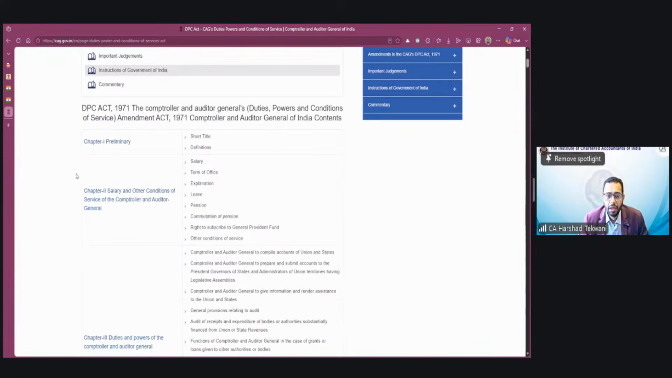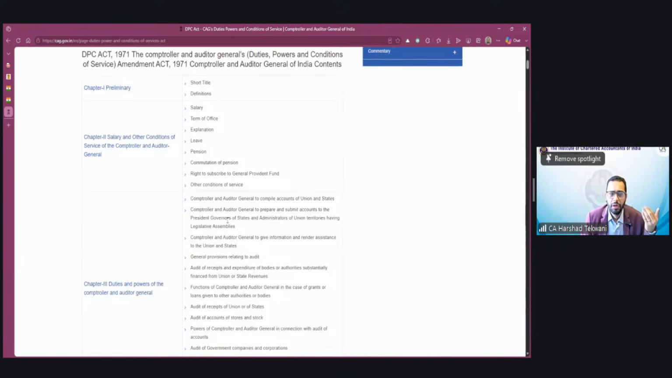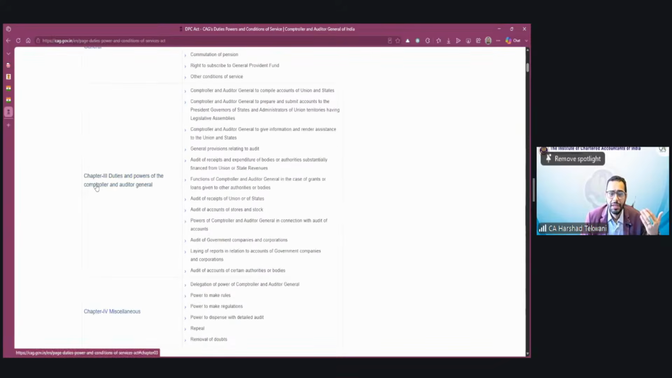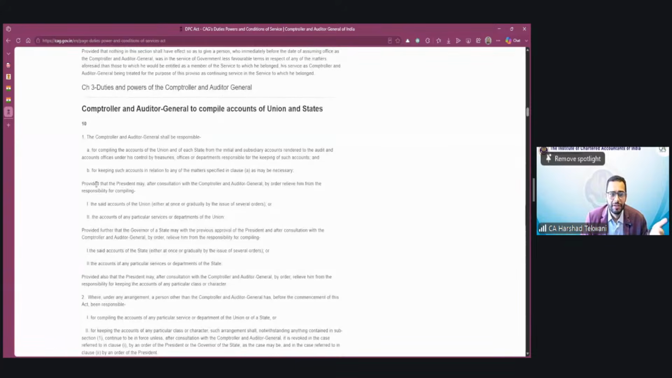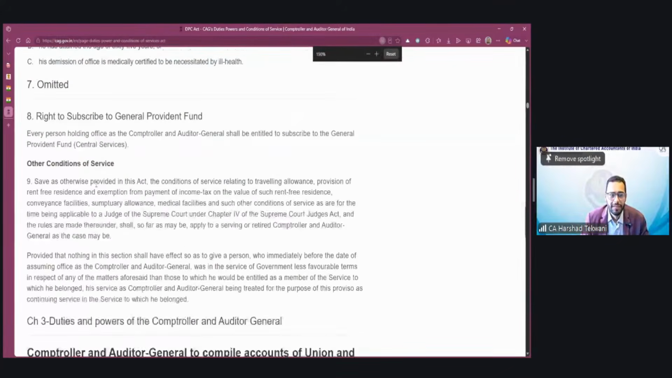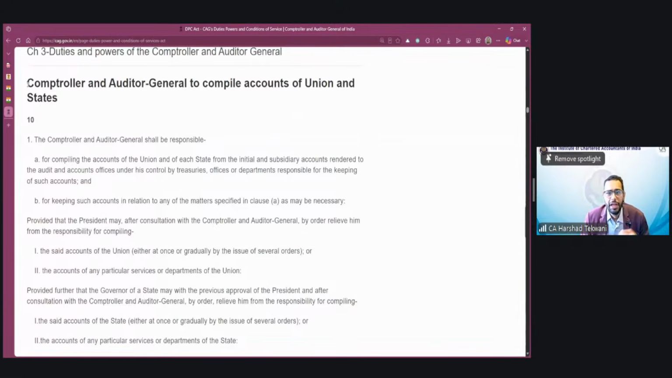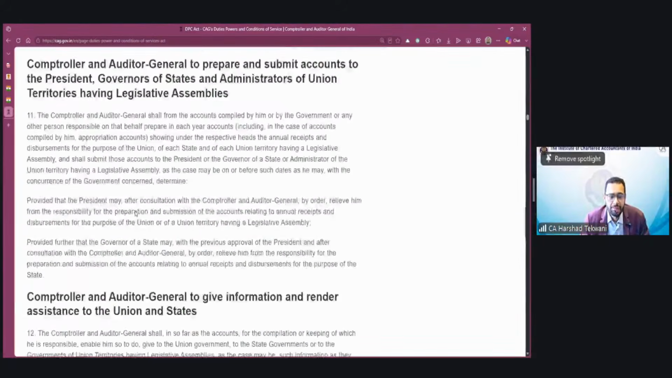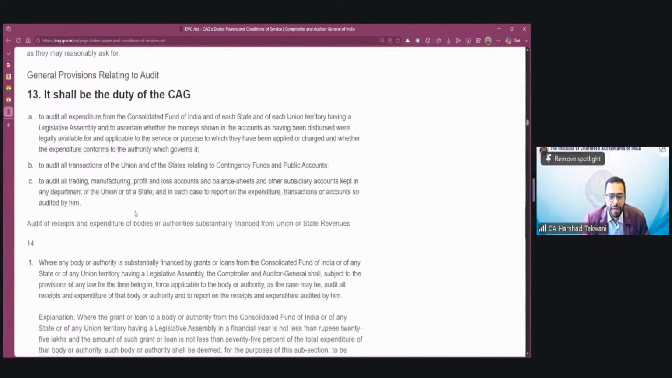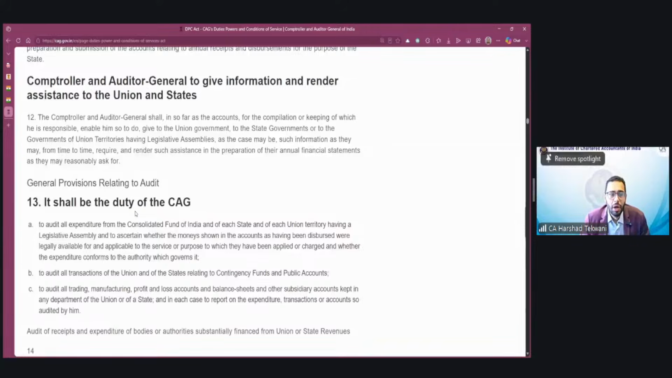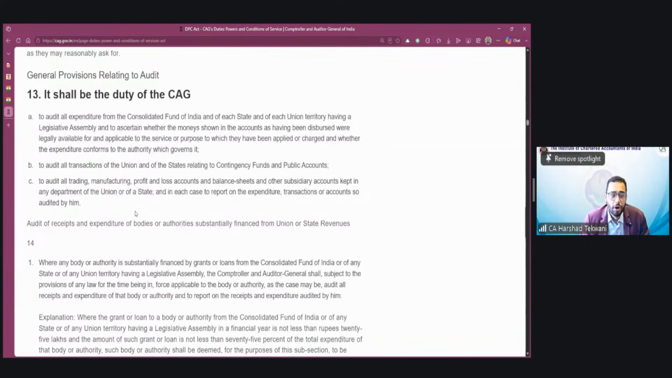Okay. This particular act specifies a lot of things. Like, first of all, the conditions of service. Then it talks about the duties and powers, which are in Chapter 3 of the CAG Act. So Chapter 3 talks about how the CAG is required to compile the accounts of the Union and State. Compilation, audit, everything is prescribed in this. And then how it is required to be performed, like how audit is required to be performed.